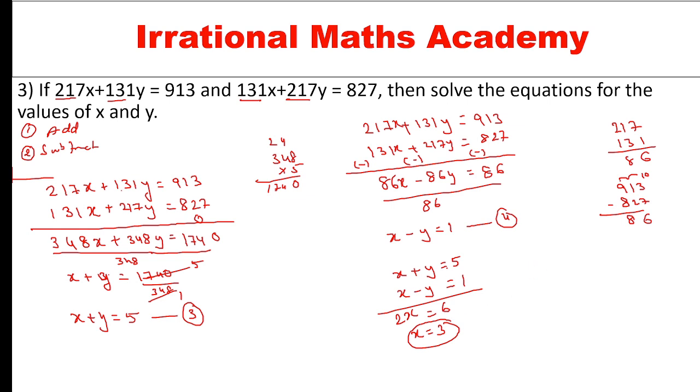So substitute x value in any of these two equations. So 3 plus y equal to 5, y equal to 5 minus 3, y equal to what? 2. Here they are asking what? x value and y value. x value is 3 and y value is 2. So whenever you see equations whose coefficients are interchanged, first you add these two equations and then you subtract these two equations. The new equations which you got, you have to solve.